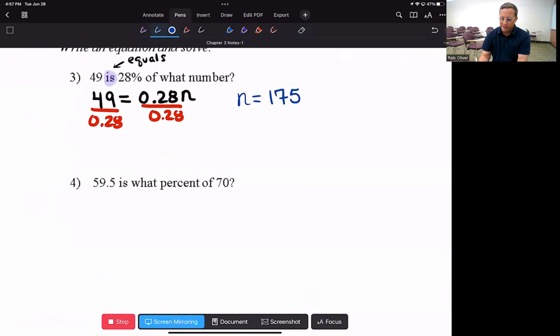Not 175%, just 175. For that one we were looking for the whole, so 28% of 175. That seems to make sense. 28% is like a fourth, and 49 is like 50, so that doesn't seem too far off.